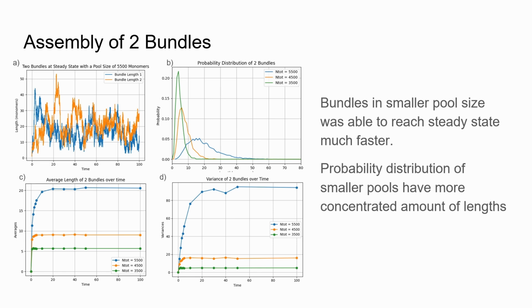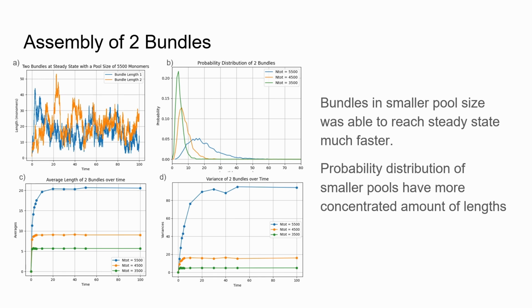So looking at the graphs, you can see that I only included one of the trajectory graphs. As the graph with the largest pool size, it had the most fluctuation compared to all the other graphs, which had a lot more overlap, which made it hard to see. But if you look at graph B, the probability distribution, you can see that it is very reminiscent of the one bundle model, with the largest pool size of 5,500, the blue line having the most fluctuation of bundle lengths, and a flatter probability distribution compared to the other pool sizes.